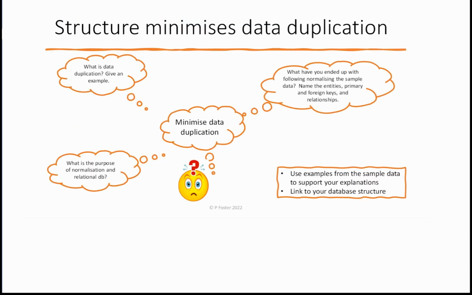So this is the first part. We need to evaluate the structure minimises data duplication. And again, if you've seen my videos before, we need to look at what is data duplication and give an example. What's the purpose of normalising data in relational databases? And look at what we've ended up with following normalising the sample data. And we need to name the entities, the primary and foreign keys and the relationships. Make sure you use examples from your sample data to support your explanations. Link the evaluation to your database structure.